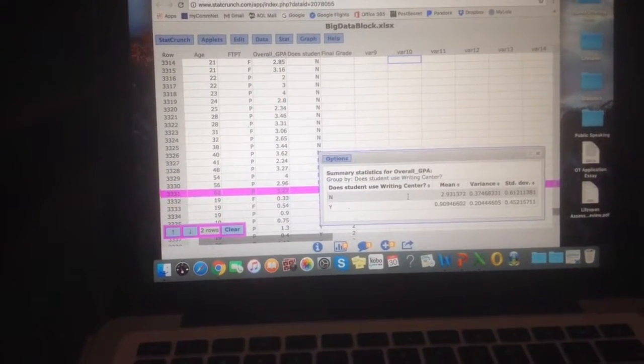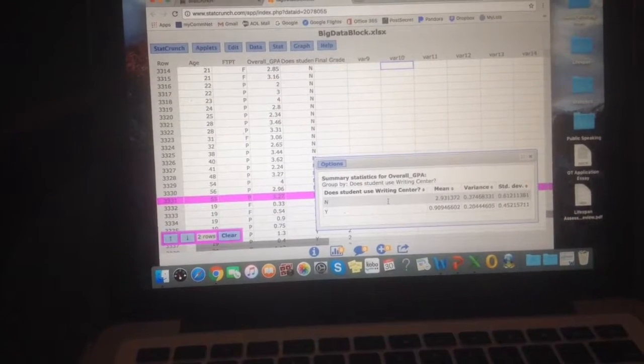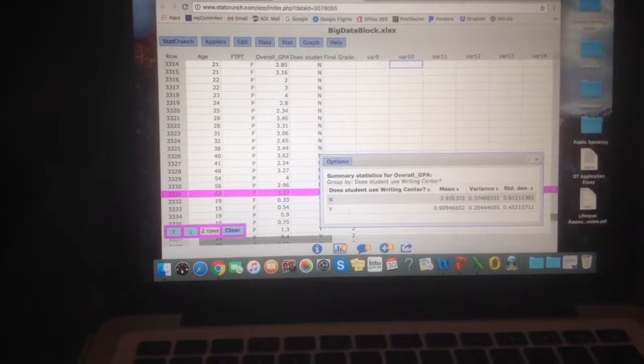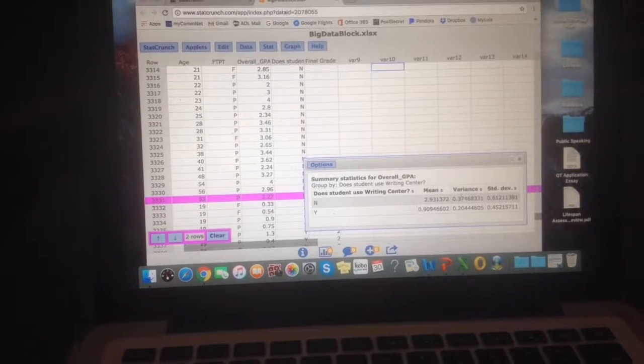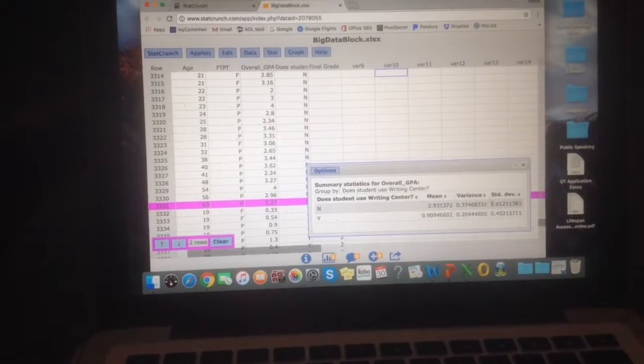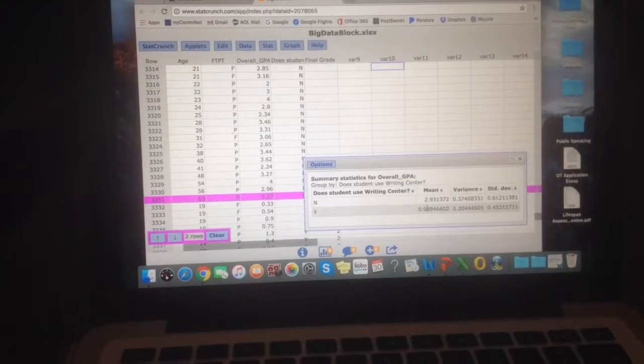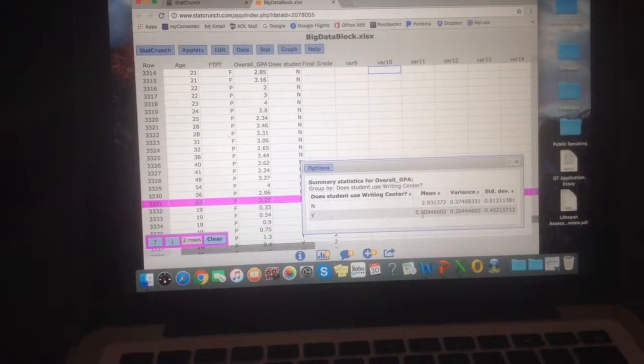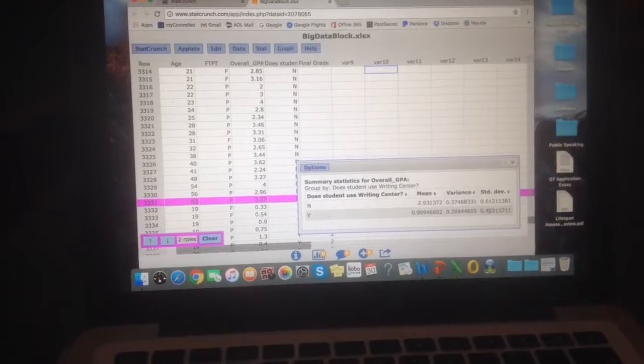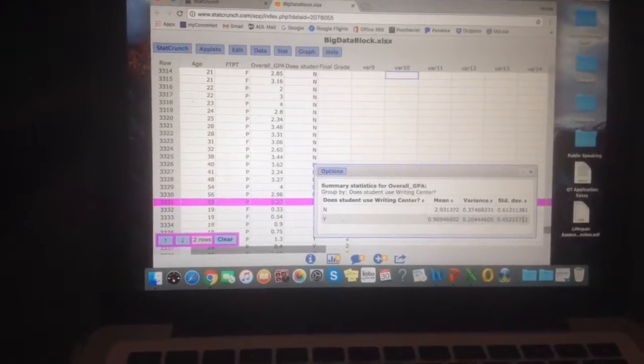So we can see that the mean of students who do not use the Writing Center is 2.93 for their GPA, and the standard deviation is 0.61. But for the students who do, the mean is much lower, so the GPA is actually only 0.91, and the standard deviation is 0.45. I also want to mention the number of students in our sample.